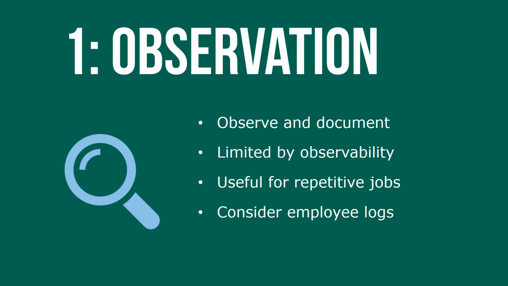In the observation method, the analyst observes and documents all the activities performed by current job holders while they work. Use of the observation method is limited because many jobs do not have complete or easily observed job duties or job cycles. Thus, observation may be more useful for repetitive jobs and in conjunction with other methods of job analysis or as a way to verify information.